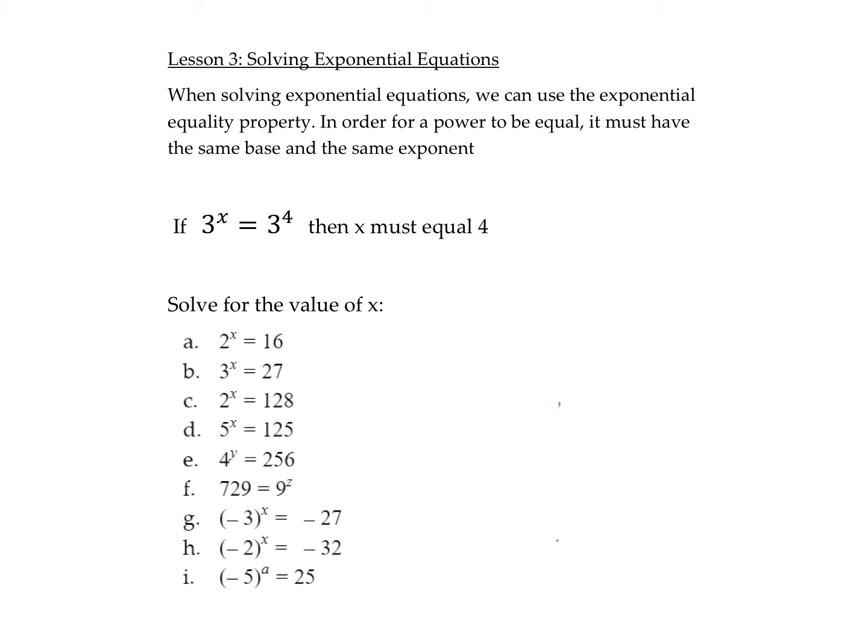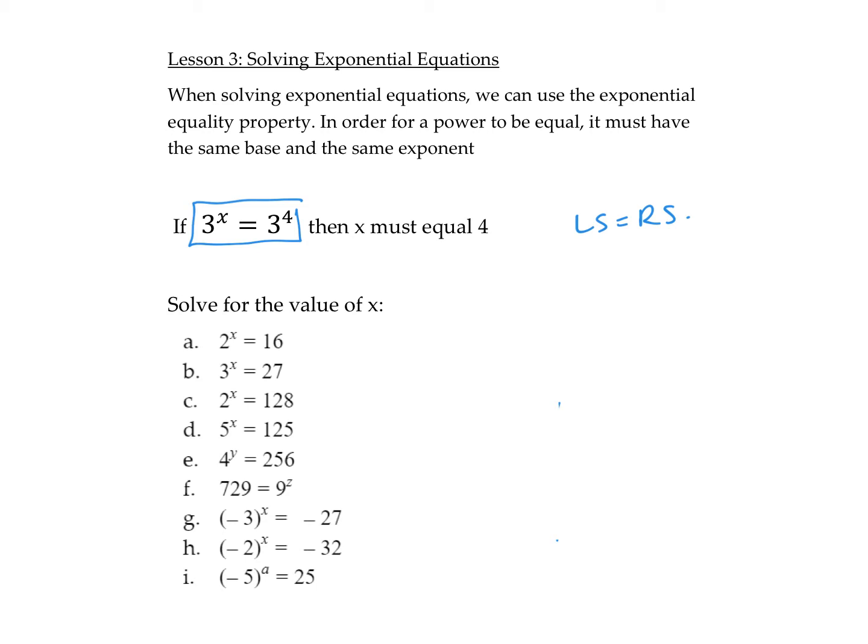That means that in order for a power to be equal, it must have the same base and the same exponent. So for example, if we make a statement that says 3 to the power x equals 3 to the power 4, the only way these are equal is if x equals 4, because they have the same base and the exponents would have to be equal for the two sides to be equal, so that the left side equals the right side.